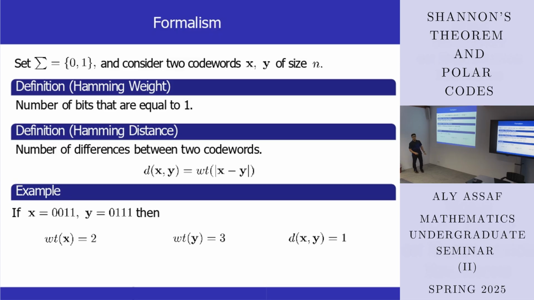Okay. Now on to the last couple definitions. Promise, almost over. Our Hamming weight is essentially a very simple concept. It's just the number of ones inside of any sequence of symbols. And our Hamming distance is the number of differences between two code words. So if I had these two messages, the weight of X will simply just be 2. The distance will just be 1 because there's only one difference here, in the second position.